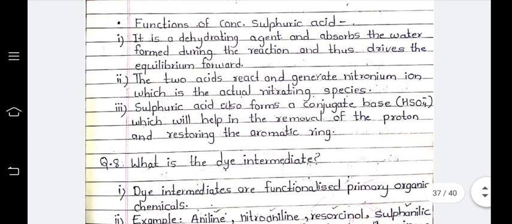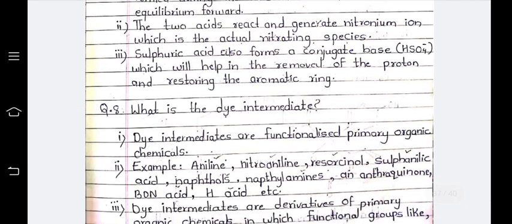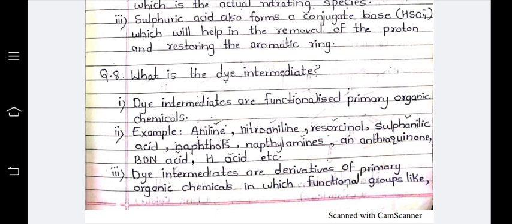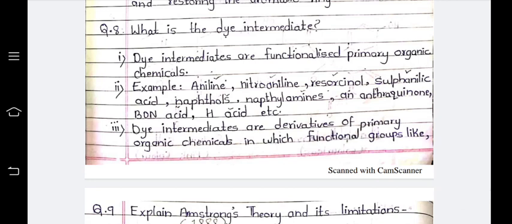The function of the concentrated sulfuric acid: it is a dehydrating agent and absorbs the water formed during the reaction, and thus drives the equilibrium forward. The two acids react and generate the nitronium ion, which is the actual nitrating species. Sulfuric acid also forms a conjugate base, which will help in the removal of the protons and restoring the aromatic ring.